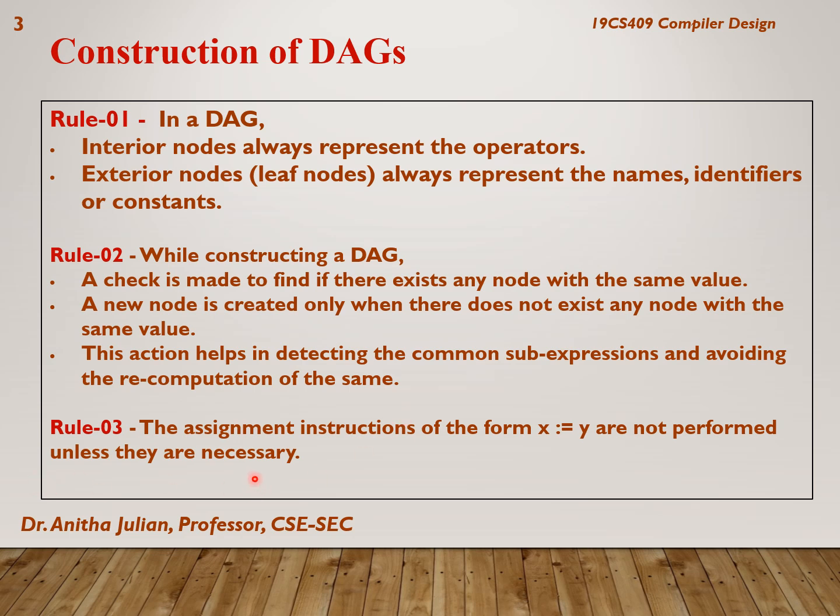So rule number 3: the assignment instructions of the form x = y are not performed unless they are necessary. In the syntax tree, while we are drawing this, equal to will be the root node, x will be on the left side of the tree, y will be on the right side of the tree. But here we will not go for representing this equal to operator. In other words, we will be drawing only the right side tree in a detailed manner. So these are the three rules we will apply to any given syntax tree, and we can convert it to a DAG.